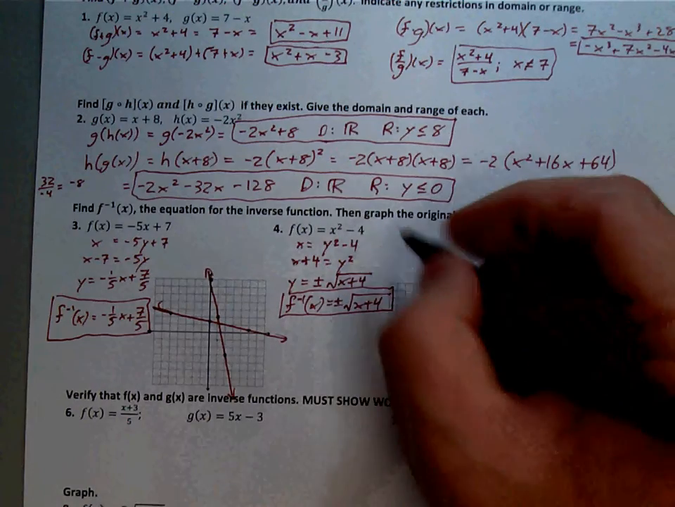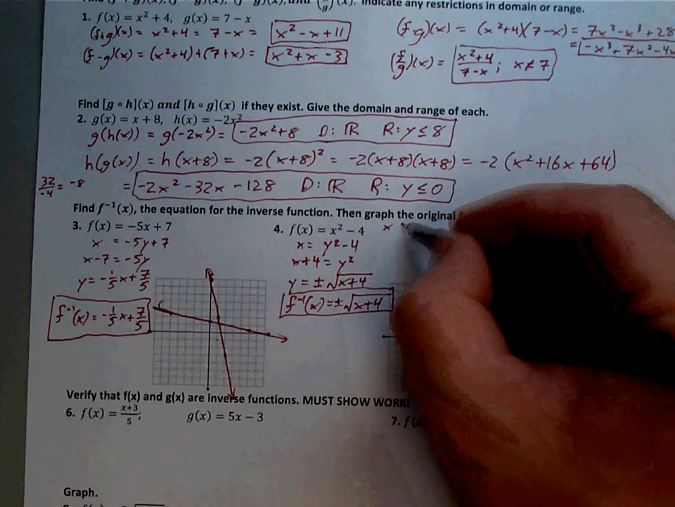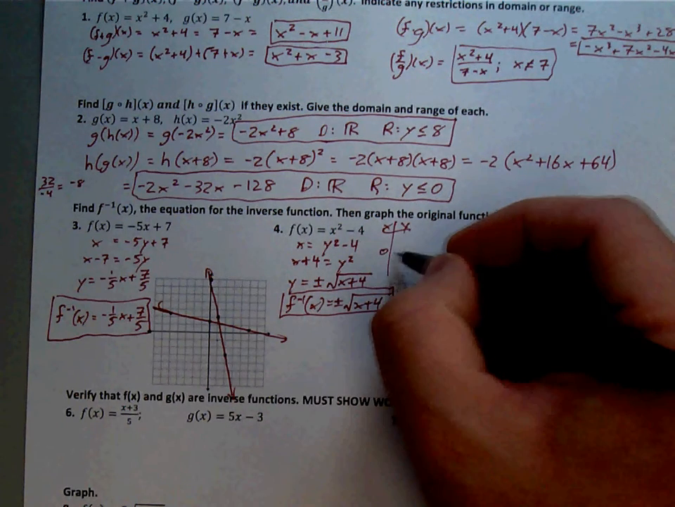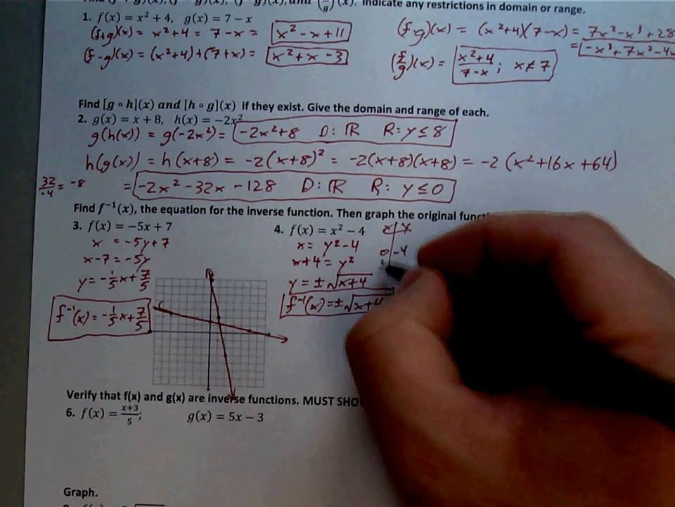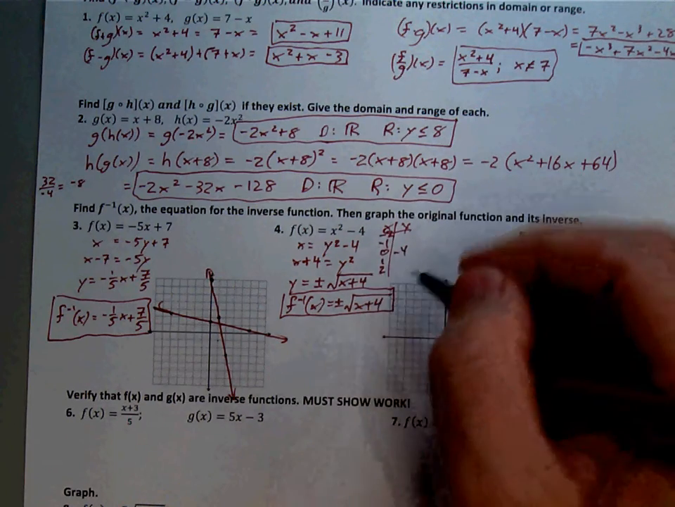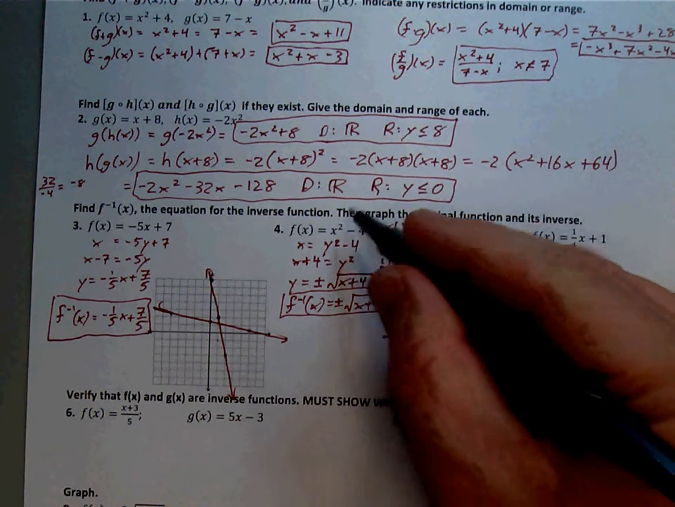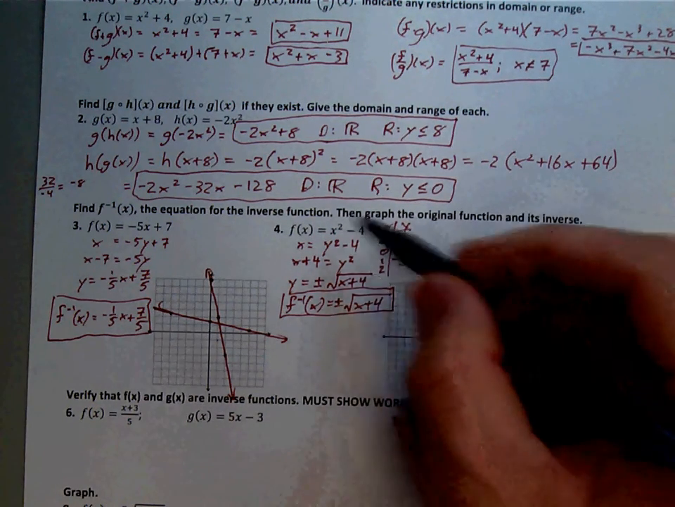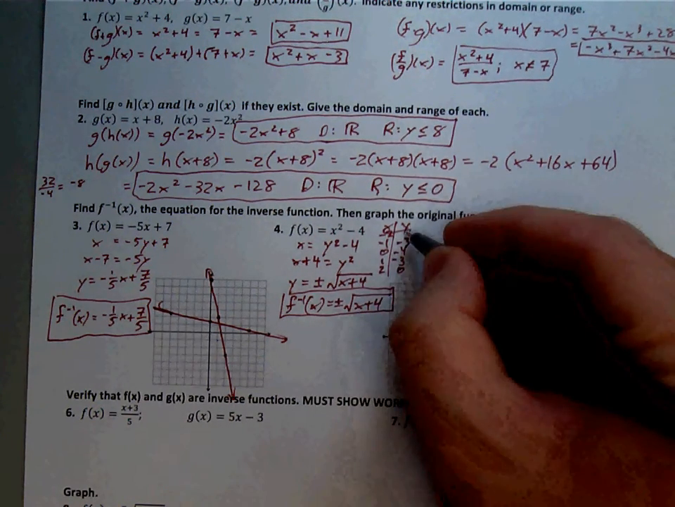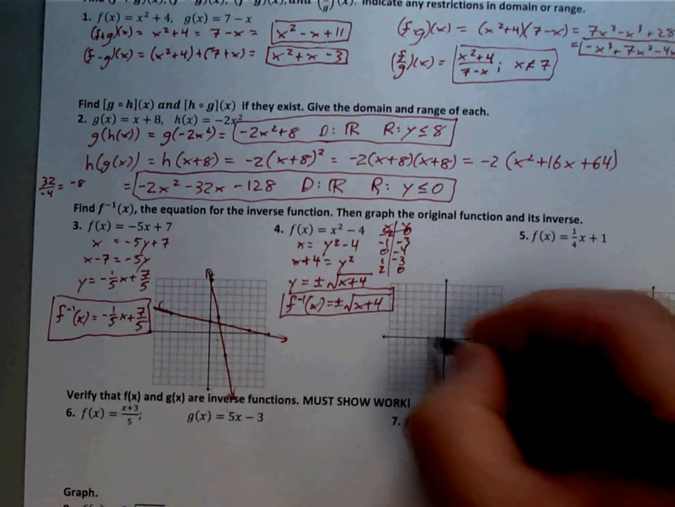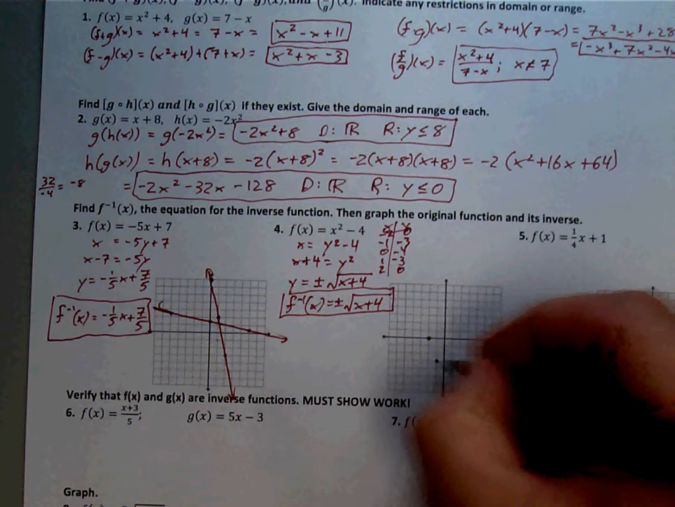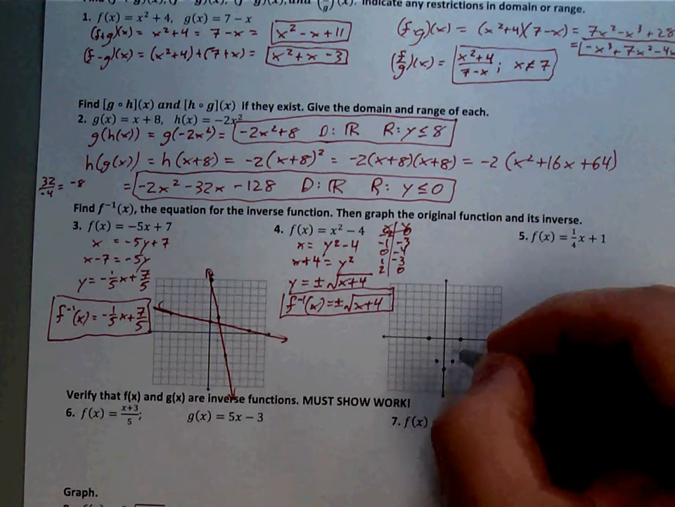And so then, to graph the original, it's a parabola. Negative b over 2a, we get a 0. Plug it in, negative 4, and then I'm going to surround 0: 1, 2, negative 1, negative 2. I'm going to plug in 1. 1 squared minus 4 is negative 3. Plug in 2. 2 squared minus 4 is 0. So negative 2, 0. Negative 1, negative 3. 0, negative 4. 1, negative 3. 2, 0.